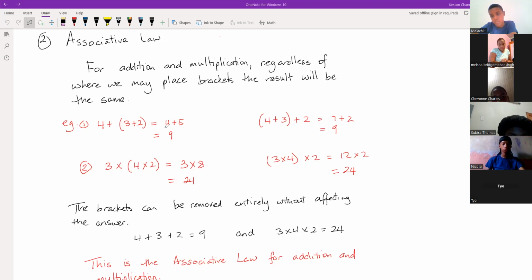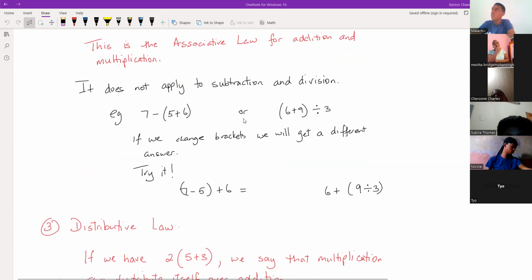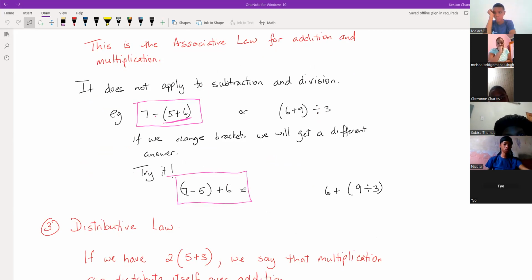Now, if I throw a minus somewhere inside of here, or a division somewhere inside of here, that changes everything. The associative law will not be applied there anymore, because for subtraction and division, where the brackets are matters. Take, for example, here. We have 7 minus, open brackets, 5 plus 6, and then underneath here, I have 7 minus 5, plus 6. Could you guys work out the answer for this one and this one? And let's compare answers and see if it's the same.